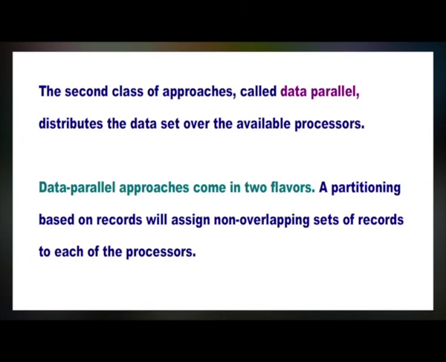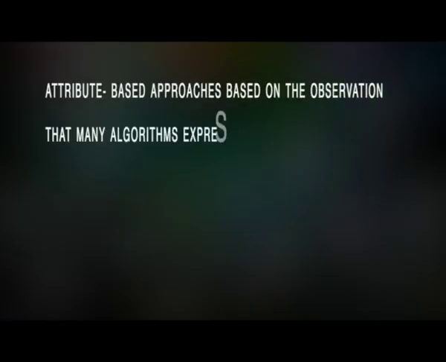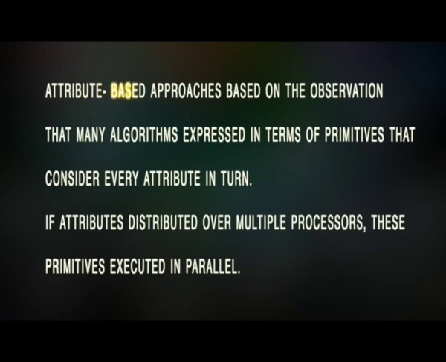The second class of approaches, called data parallel, distributes the data set over the available processes. Data parallel approaches come in two flavors. One is a partitioning based on records, that will assign non-overlapping sets of records to each of the processors. The other method, alternatively, is a partition of attributes, which will assign sets of attributes to each of the processors. Thereby, the attribute based approaches are based on the observation that many algorithms expressed in terms of primitives will consider every attribute in turn.